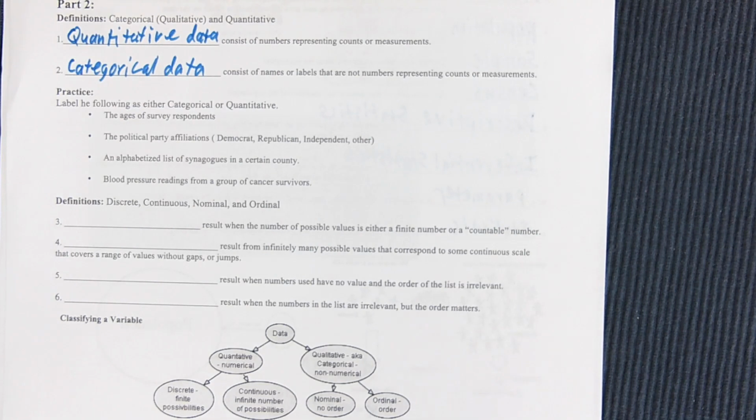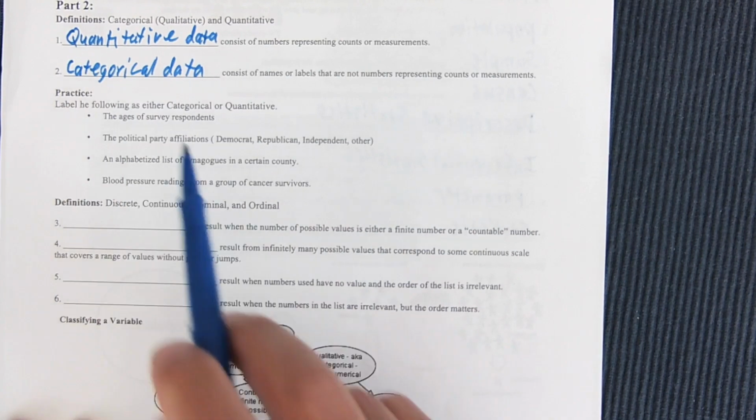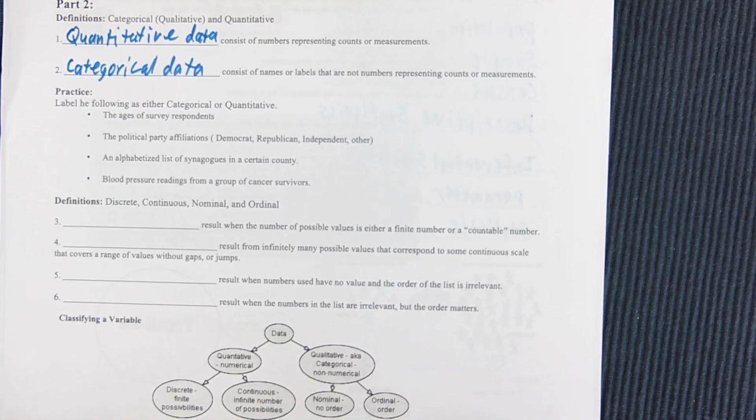Now, categorical data is something that consists of names or labels that are not numbers representing counts or measurements. So what happens is, between these two, one of them has to do with numbers, and the other one has to do with things that can't be represented with numbers. And so let's practice a little bit.